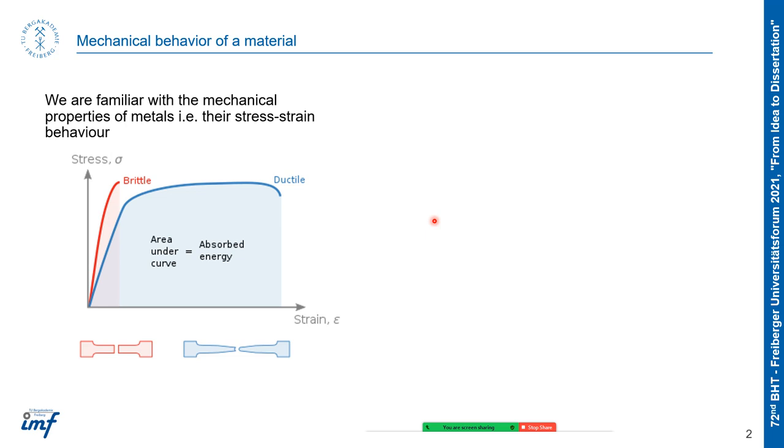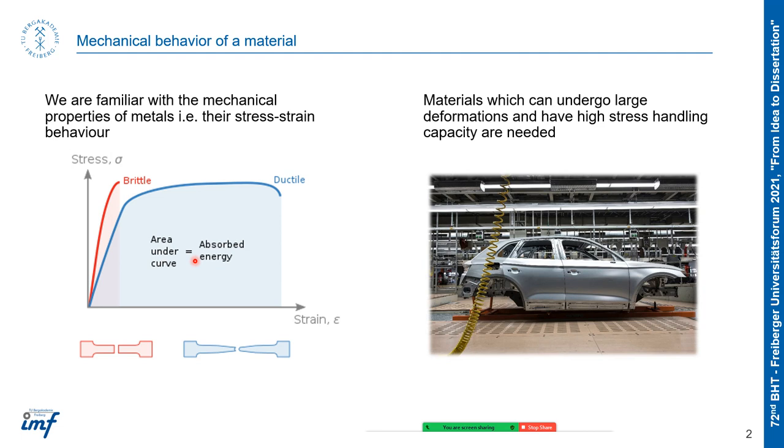And this energy absorption criteria of materials is very necessary for a lot of processes. We want materials to undergo large deformations and have high stress handling capacity, which is needed for manufacturing of components, and then later in their service life, or what we call life after failure as well. So for example, when a car crashes, we want it to absorb a lot of energy during deformation, so less energy reaches the driver and more energy is absorbed by the car, so we save lives rather than saving systems or structures.